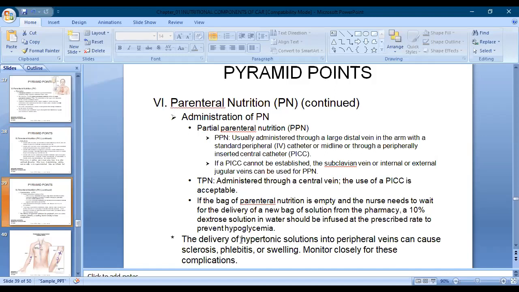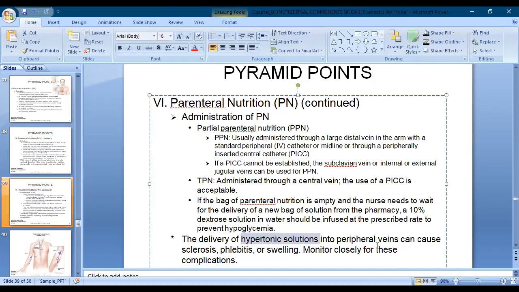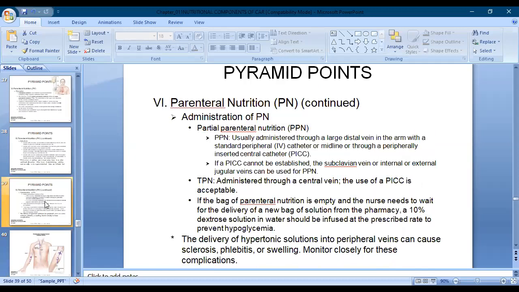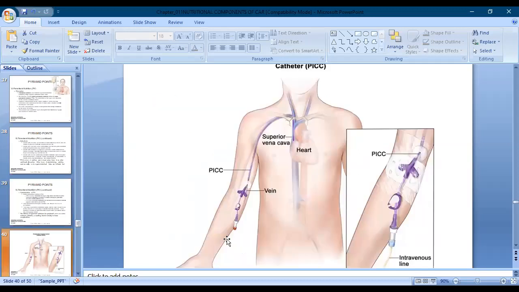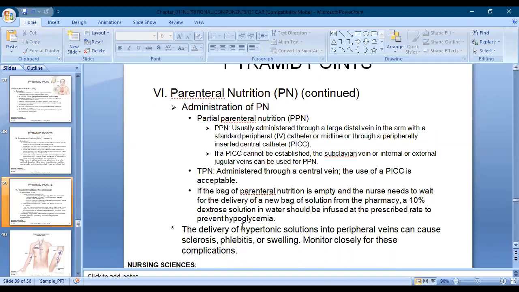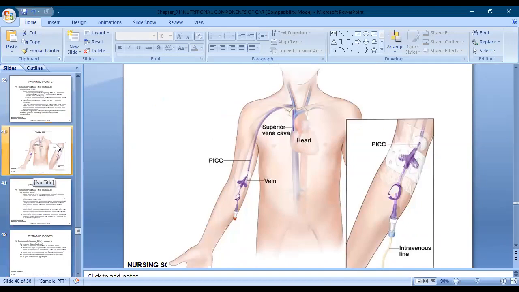The dextrose solution is a hypertonic solution, and delivering it into a peripheral vein sometimes causes sclerosis, phlebitis, or swelling. Like this, when you put the channel here, the patient has a chance to develop inflammation of the vein, and this is called phlebitis. So phlebitis or sclerosis, the vein structure can become sclerosed. Monitor closely to see if any kind of complication develops, right? This is very important for the NCLEX board. And up to this, this is the PowerPoint we should know.